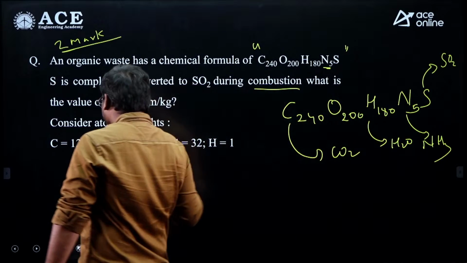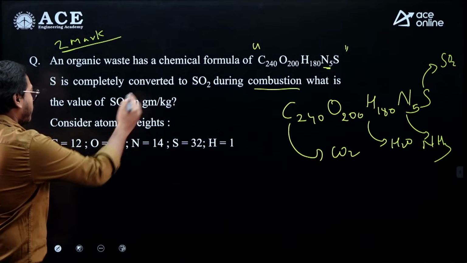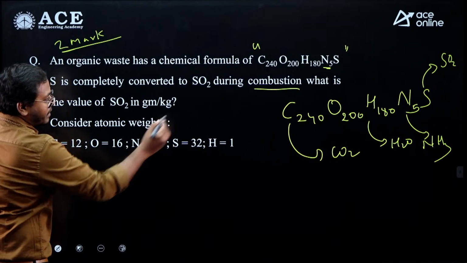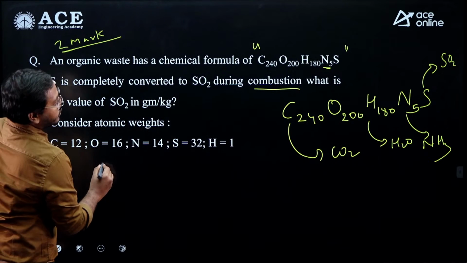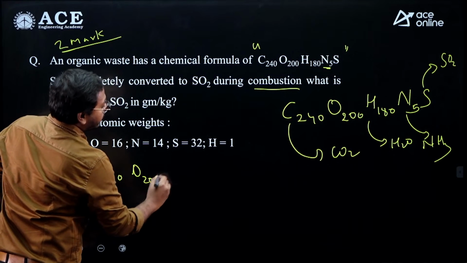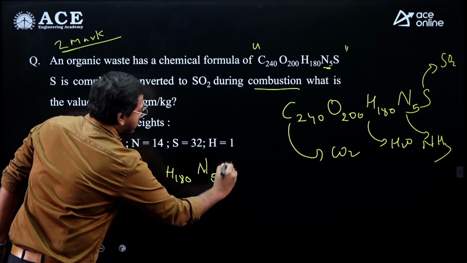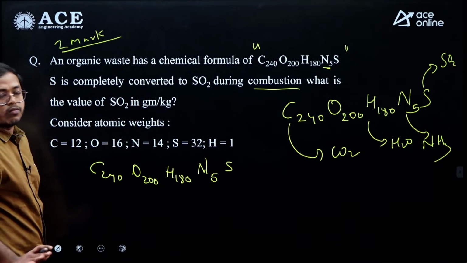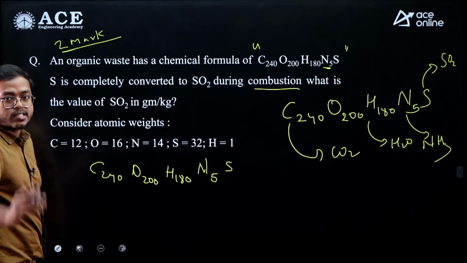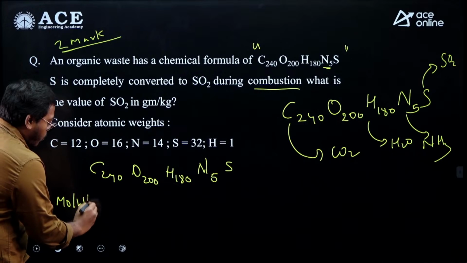And you need not even see this because you already know these values. So it is a direct question. First let us write down that organic matter, that is C240, O200, H180, N5S. Find out the molecular weight. Once you get the molecular weight, your answer will be on the screen. So just write down the molecular weight.